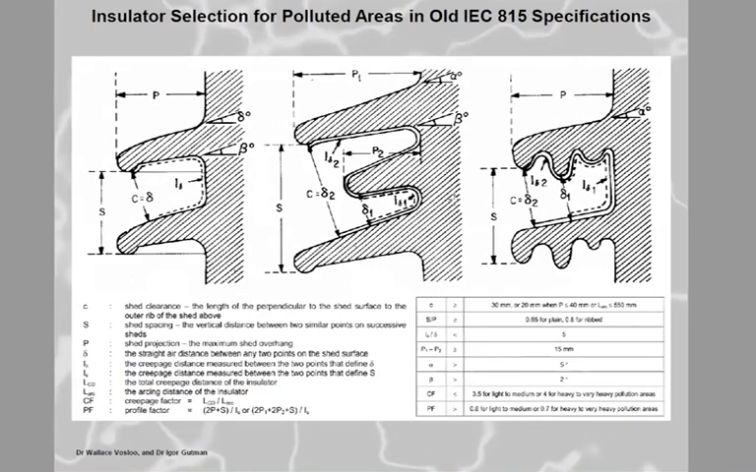Now these are the different profiles, and you can see here, this is from the old 60815. You would say to the supplier, I've got a heavy environment, I want 25 millimeters per kV, and I would like an open aerodynamic profile with the intershed spacing to projection ratio of 1. That's my spec. Everybody's happy, out comes the insulator, and you're done.